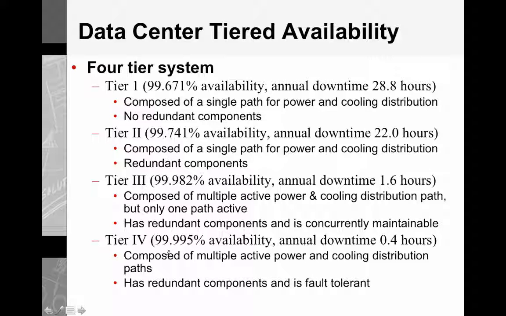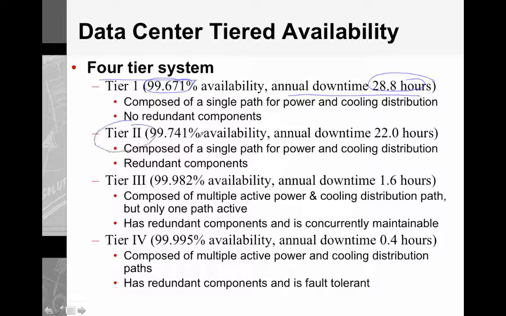In terms of data center tiered availability, there are actually 4 tiers of data centers. Whenever they say they have a data center, you have to ask what tier it is: tier 1, tier 2, tier 3, tier 4? Because each tier actually has a certain availability. Tier 1 data centers are 99.671% available, which means an annual downtime of 28.8 hours.